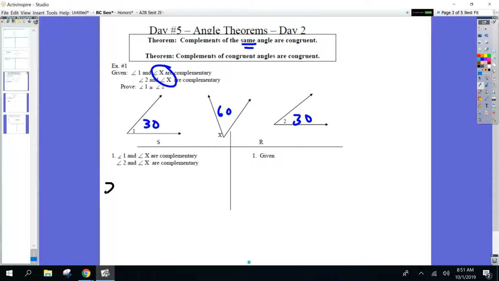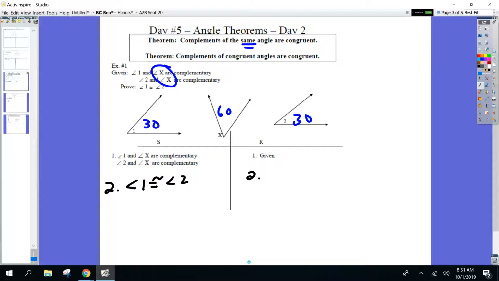All right, so step 2. Does everyone see what I'm talking about? I'm looking to prove 1 and 2 congruent. And what do I know about 1 and 2? They're both complementary to which angle? X, which is the same angle. So if they're complementary to the same angle, they must be congruent to each other, not complementary to each other, congruent.